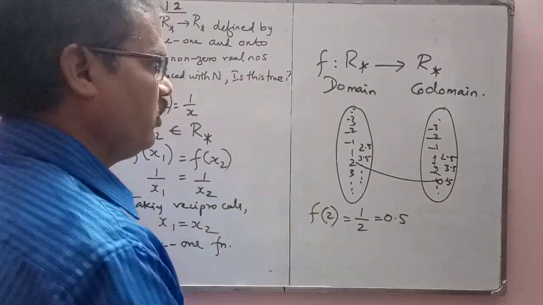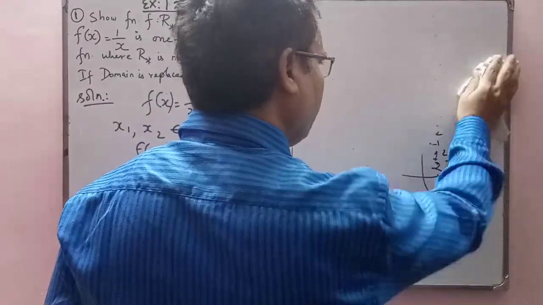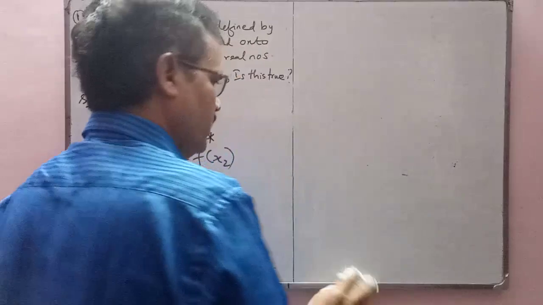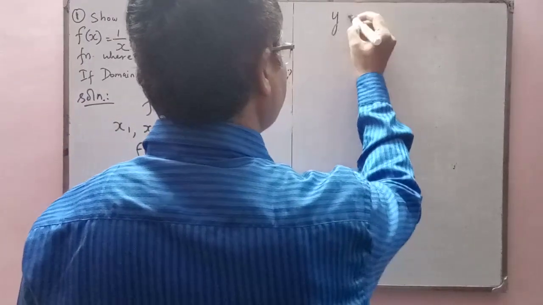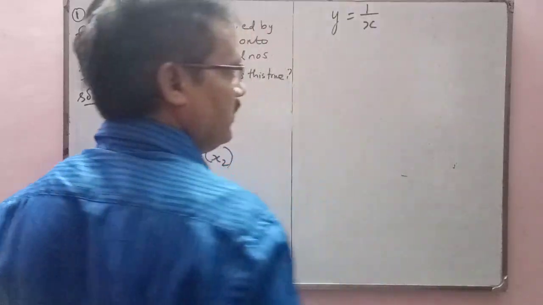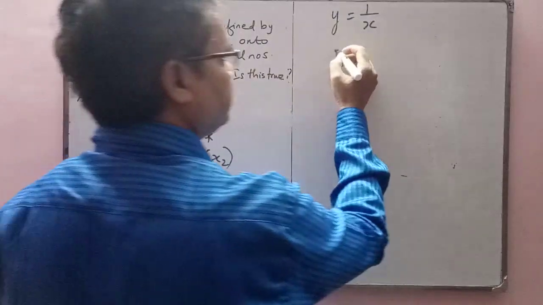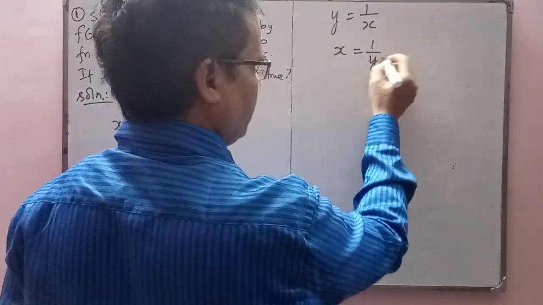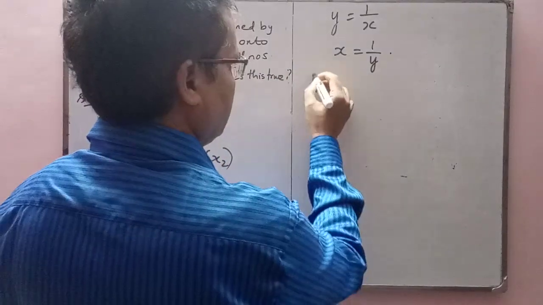Okay, children, I hope you followed that. Now, how to prove onto in the form of statements or equations? Let us take the given question as y equal to 1 by x, that is, f of x equal to 1 by x. Now solve this for x. x is equal to 1 by y. Now you need to substitute this 1 by y in the given function.